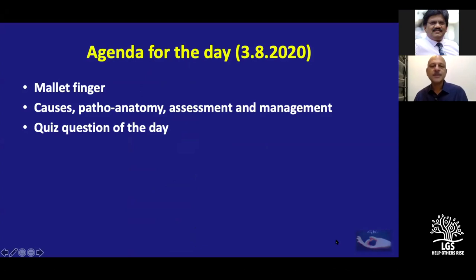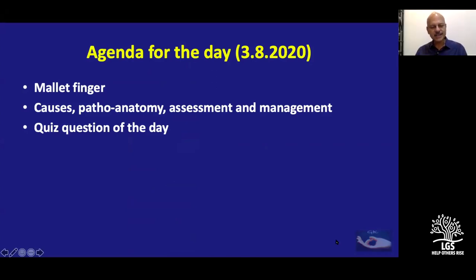So the agenda, as I have said, is going to be the mallet finger. We'll discuss the causes, the pathoanatomy. Sometimes it's a little confusing, no? We say mallet, what has actually happened? Which part of the tendon is injured? And what are the sequelae that can occur if it is not treated? And then we'll talk about the assessment of the problem, how to go about making a decision.